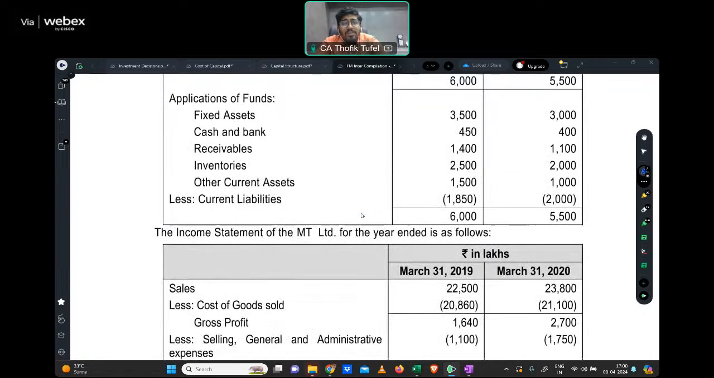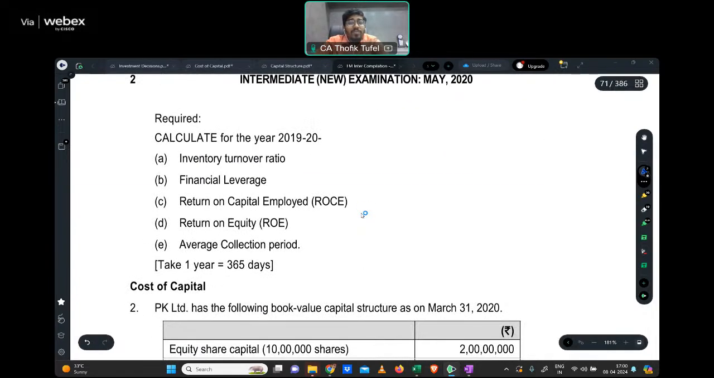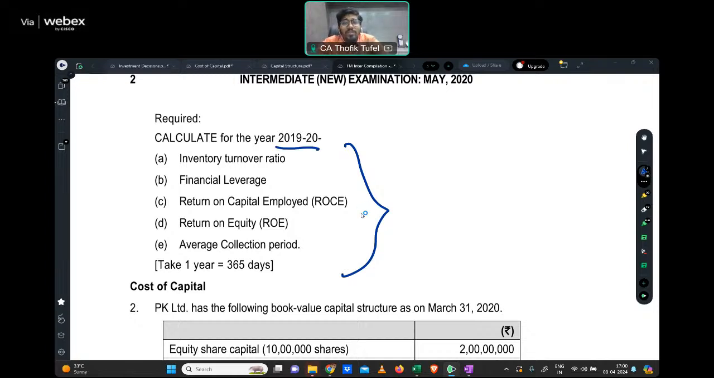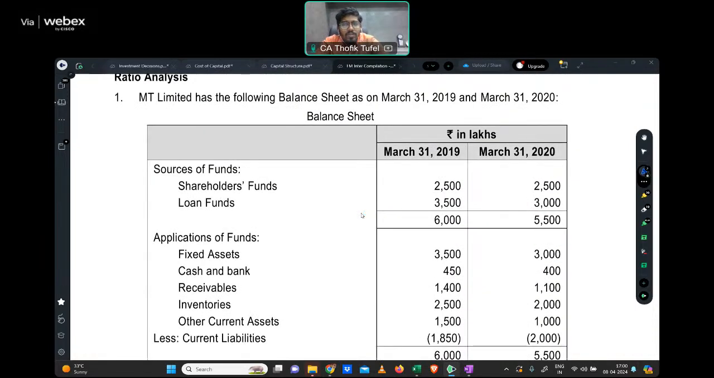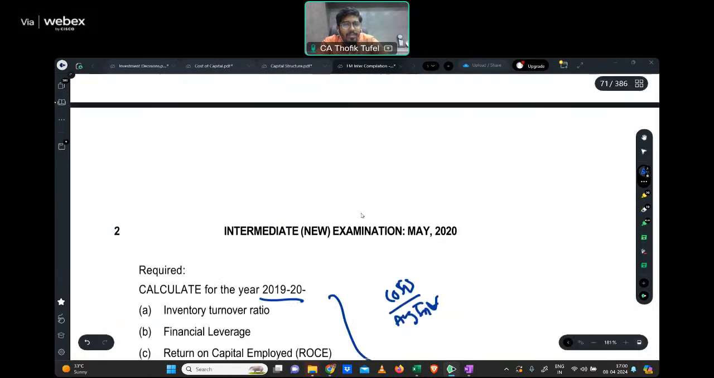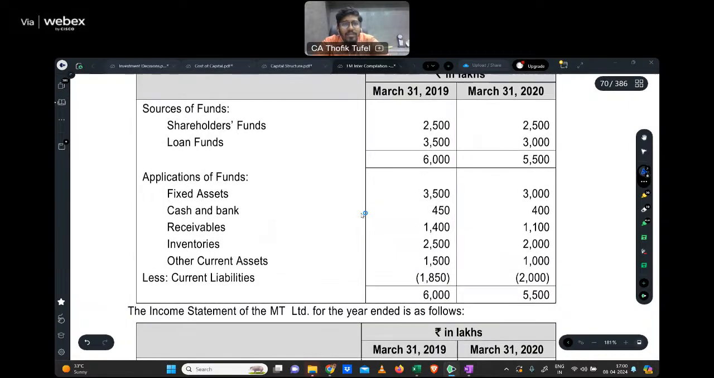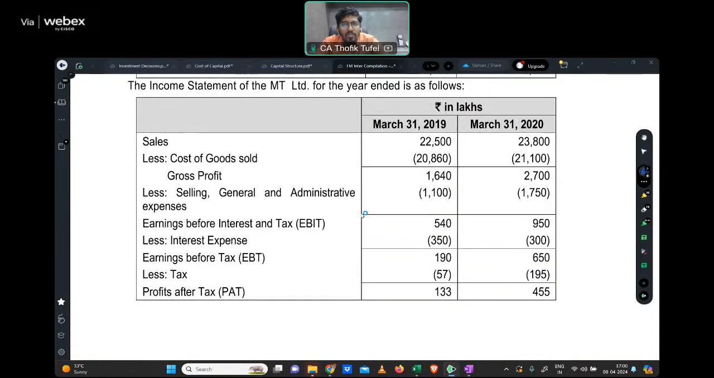Now here income statement is given, balance sheet is given, and they are asking you to find out these ratios for 1920. So inventory turnover ratio, the formula is COGS divided by average inventory. So here find the COGS. What is my COGS? COGS for 1920, you are finding out for 1920. So cost of goods sold is 21,100.